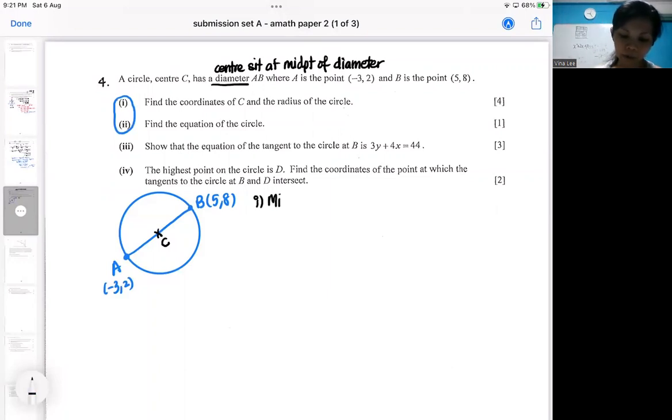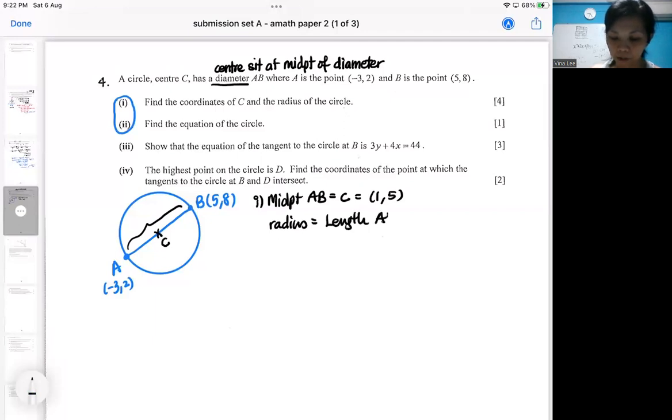You will get the midpoint of AB to be the center. It will be quite easy. I'm not going to work it out. You'll get 1, 5. And if you want the radius, you can calculate the length of AB and divide by 2. So do your length formula and then divide by 2. If nothing goes wrong, you will be getting 5 units.